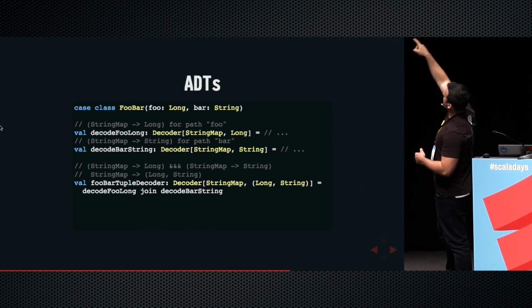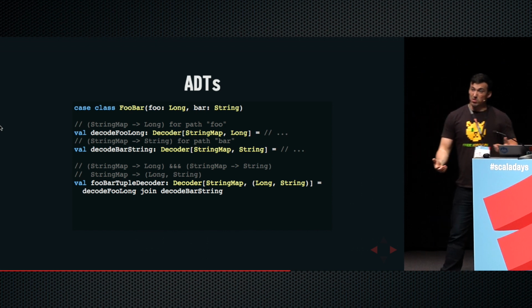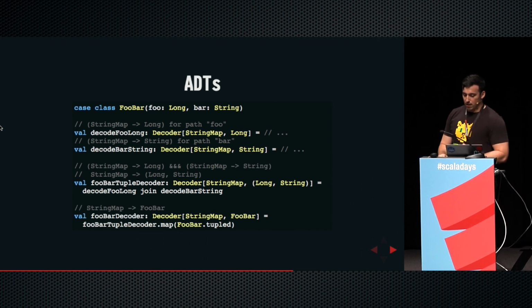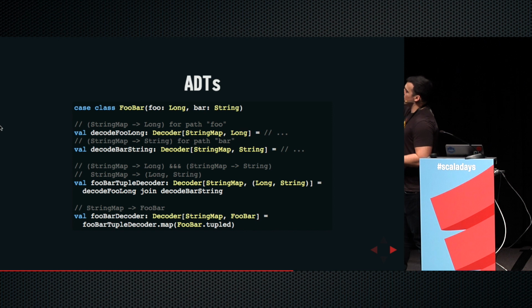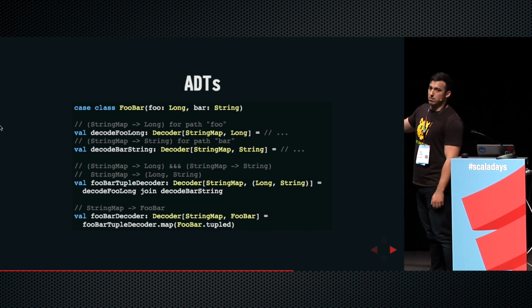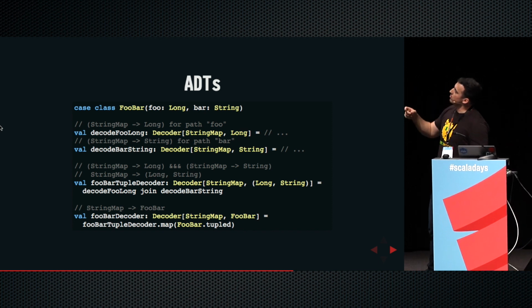So here we use the helper method join that joins those two arrows together, or those two decoders together, and gives us a decoder for our tuple. And then we can take advantage of the tuple constructor on case classes in Scala and just map our result directly to that case class. So now we have an arrow from string map, or a decoder from string map to foobar.